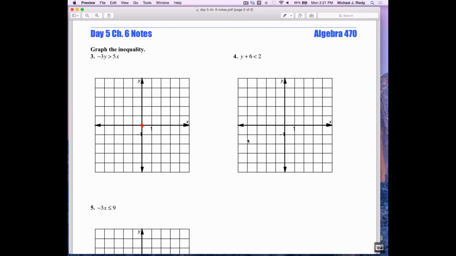Correct. So what I would do is solve this for y. Y is equal to 5 divided by negative 3x. Because again, we're graphing it as if it were a line, and then we'll test it later. So that tells you your slope.